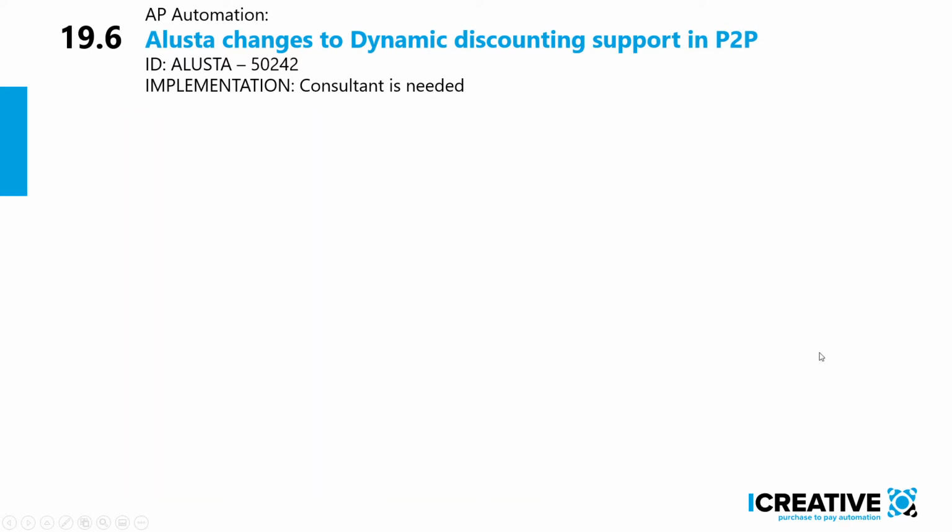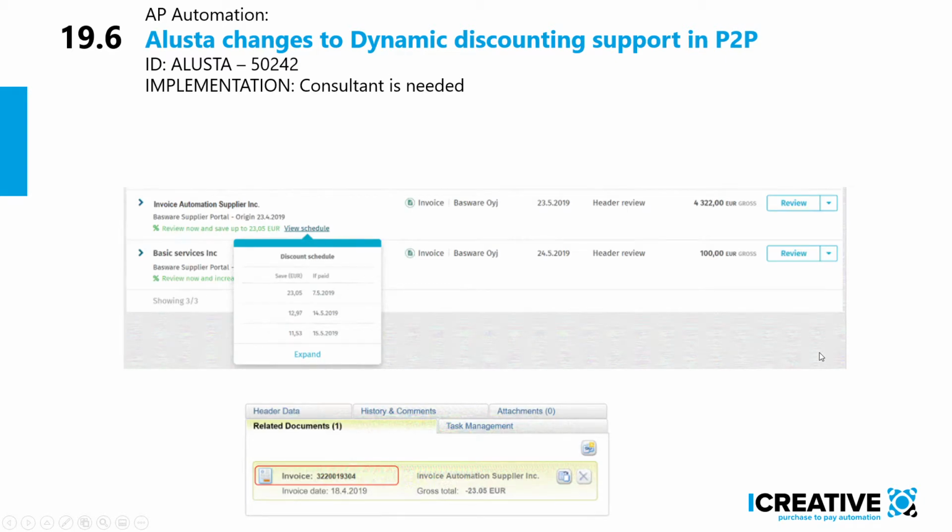How does it look? Yep, over here. You can see here in the approval flow, discount schedule, how many euros you can save in this invoice if it's paid within, well, the time that you have discussed with your supplier. And also it's showing the related documents. So in this case, a credit invoice for 23 euros and 5 cents, like it says over here.